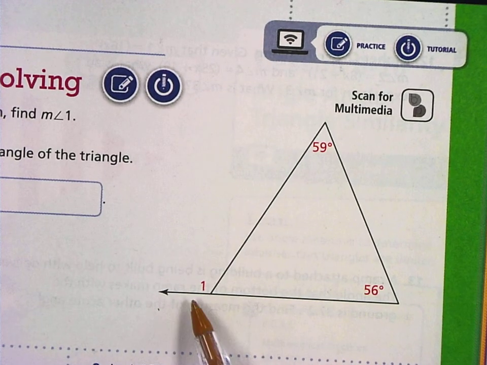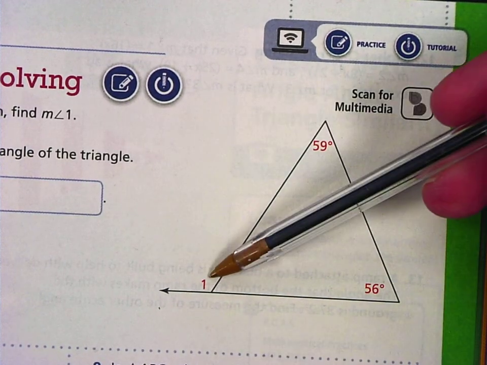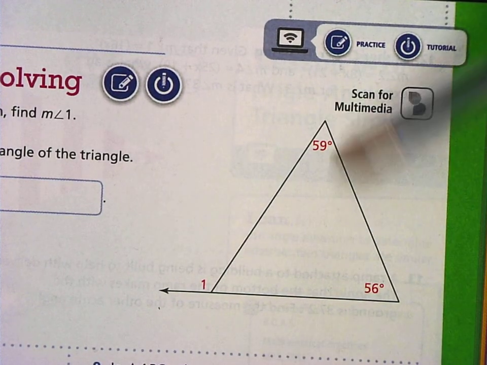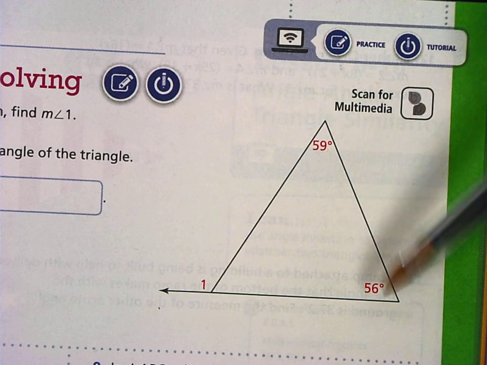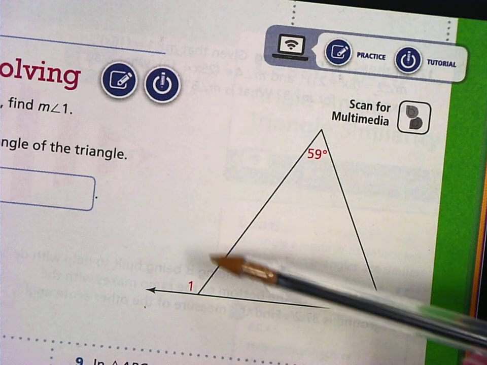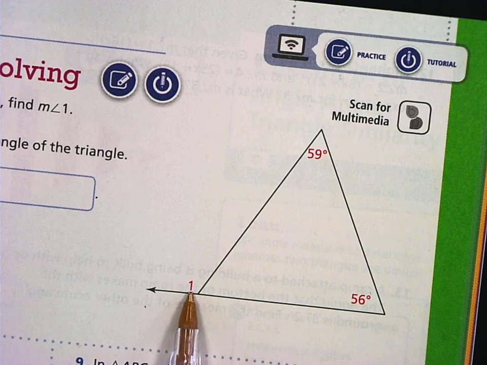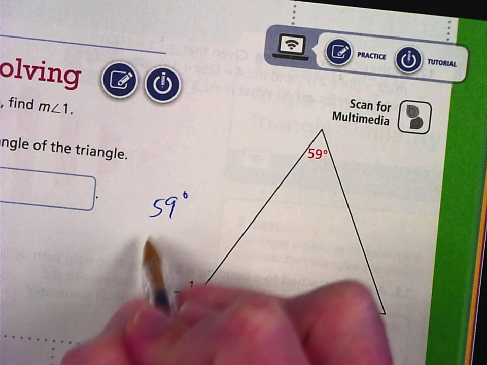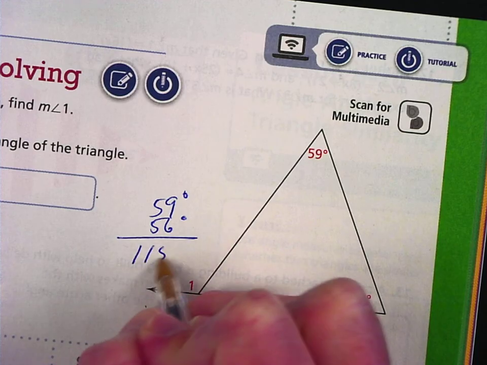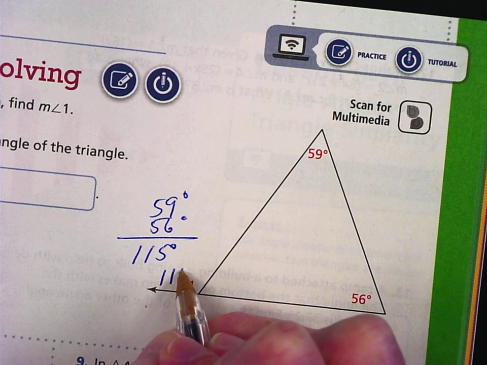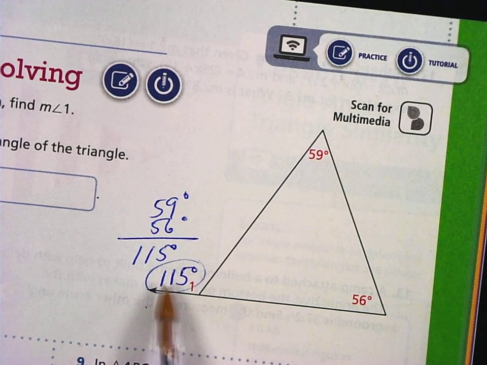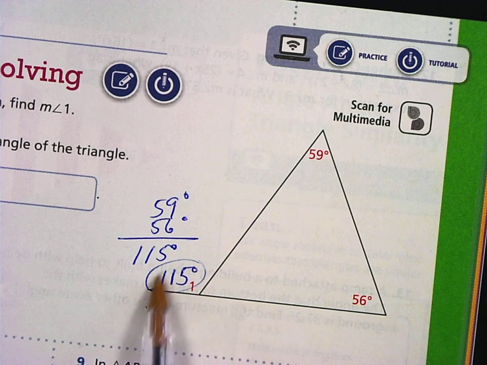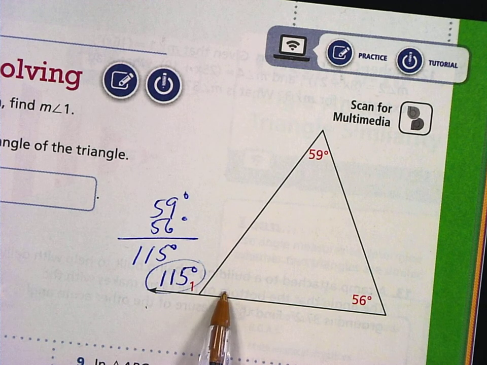All right, so let's practice that. So here we have this triangle. This is an exterior angle. So the way you find angle 1 is you add these two angles together. These are the two farthest interior angles away, two remote interior angles away from this one. So 59 degrees plus 56 degrees is 115 degrees. So angle 1 will equal 115 degrees. And then I could subtract that from 180 and I can find this missing angle right here.